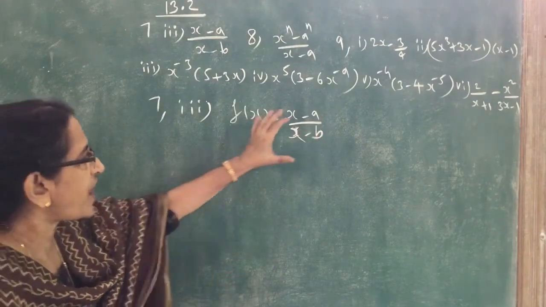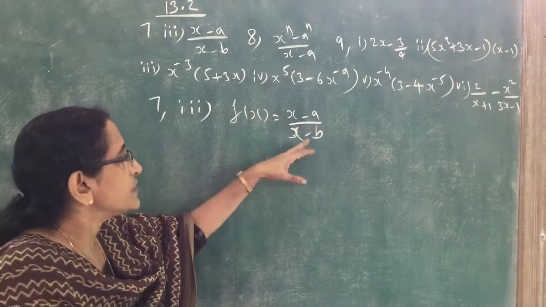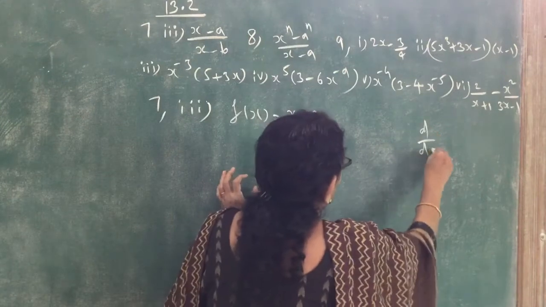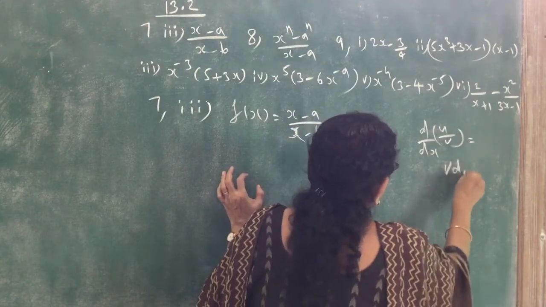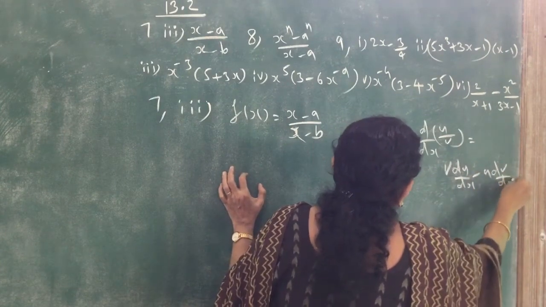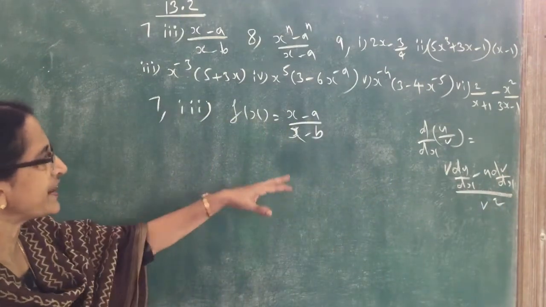So here the function is in the form of u by v, quotient form. So we have to apply the quotient rule. Quotient rule is d by dx of u by v equals v into du by dx minus u into dv by dx, whole divided by v square. That is the quotient rule. So we have to apply the quotient rule.